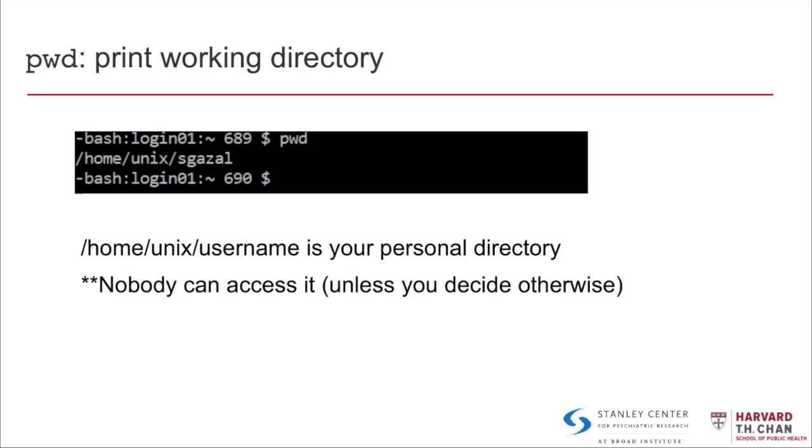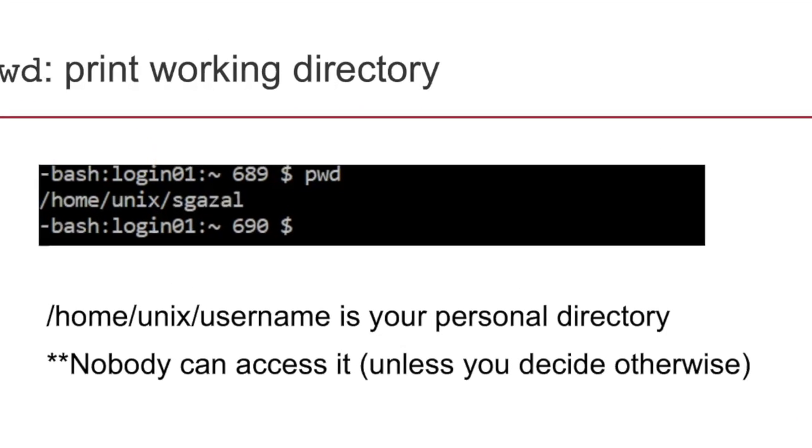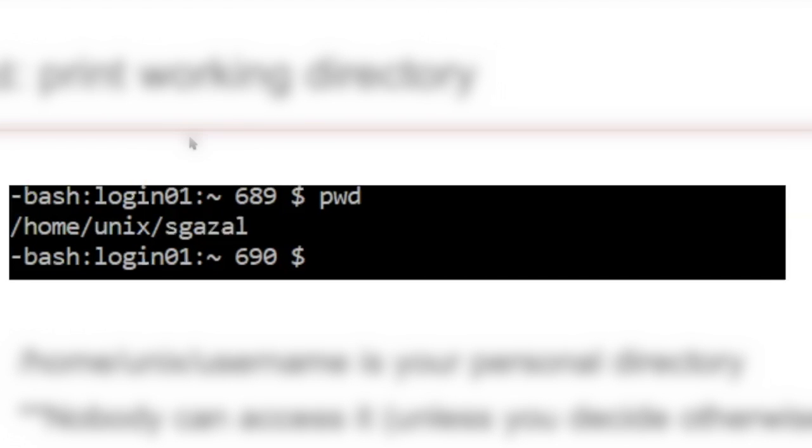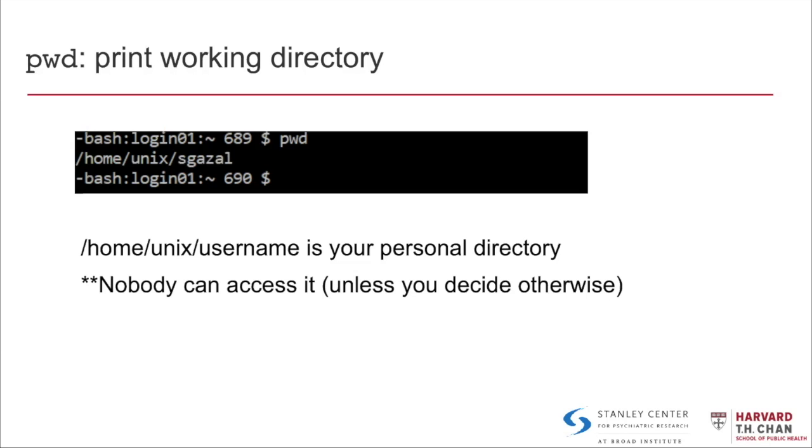So here, for example, after connecting to the broad server, when I type pwd, I am in /home/Unix/sghazal, which is my personal directory. So this directory is your personal directory, which means that nobody can access files and directories unless you decide otherwise, and we're going to see how to do that in a different lecture.